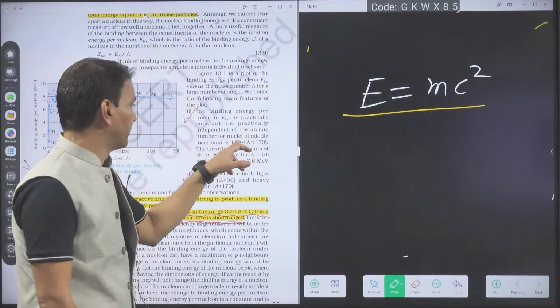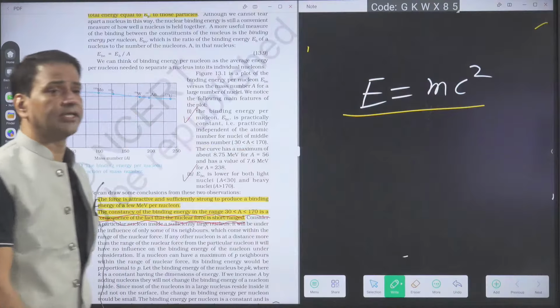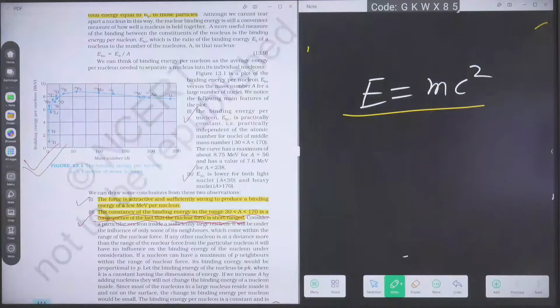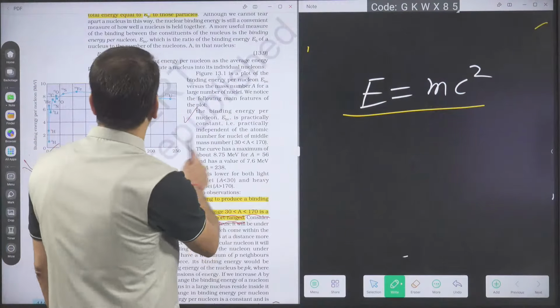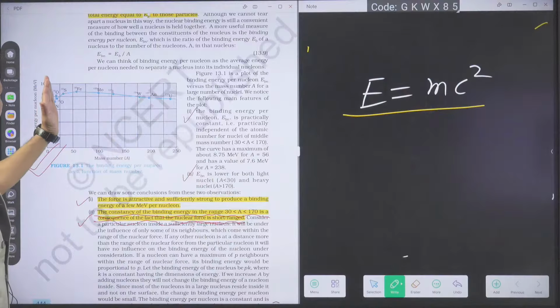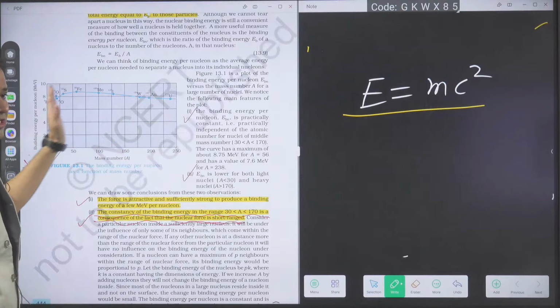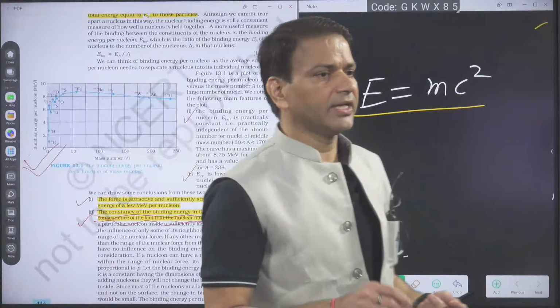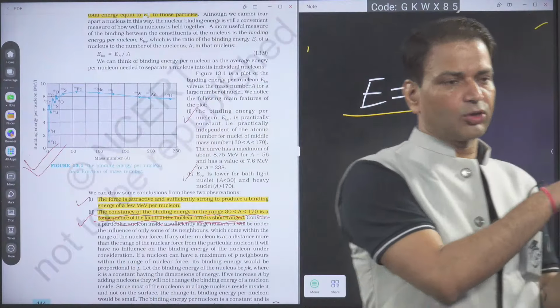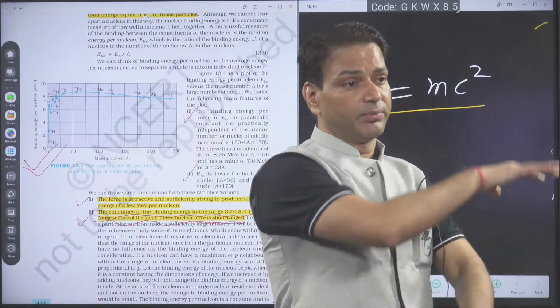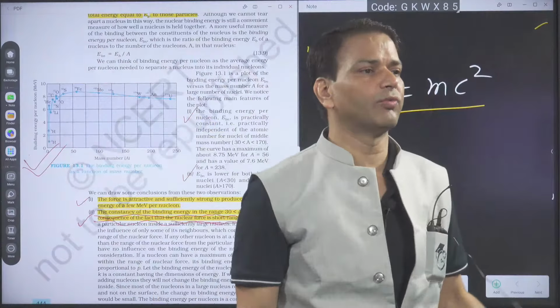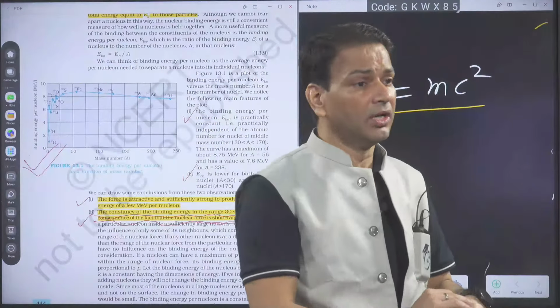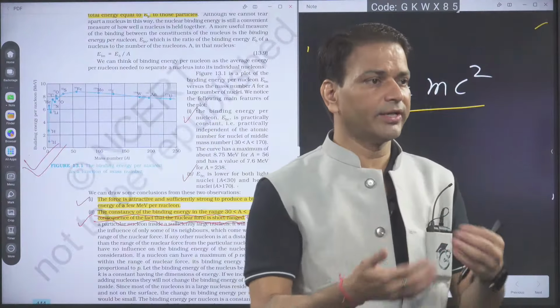Here they have given the range of mass number 30 to 170. Binding energy per nucleon is almost constant. If you see 30 to 170, there are no more changes; it is almost constant. So one question: suppose the assertion is that in the range of mass number 30 to 170, binding energy per nucleon is almost constant. What is the reason?